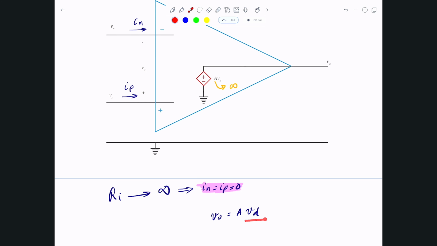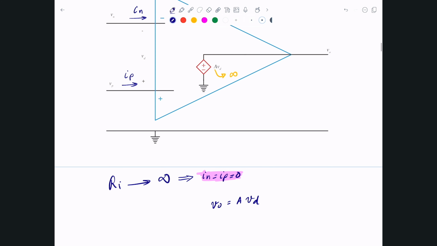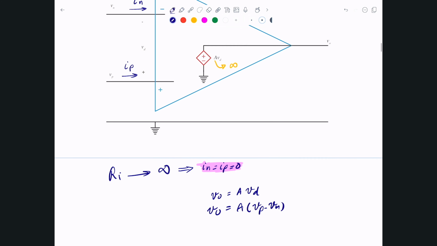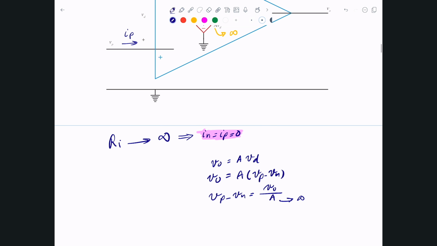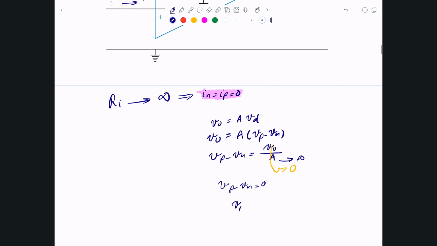Okay, but what is VD? Well, VD is simply VP minus VN. So let me substitute that. That will be A times (VP minus VN), positive minus negative, and that will be the V output. Now if I do a little bit of algebra, I'll know that VP minus VN is simply V output divided by A. But we said that A tends to infinity, so the whole term goes to 0. If the open loop gain is very large, the whole thing tends to 0. So I can just say VP minus VN is simply 0. That means VP equals VN.